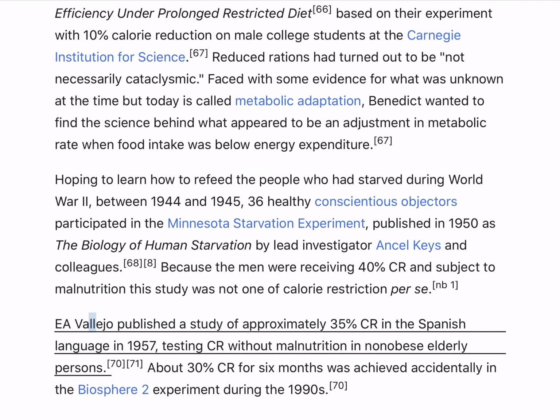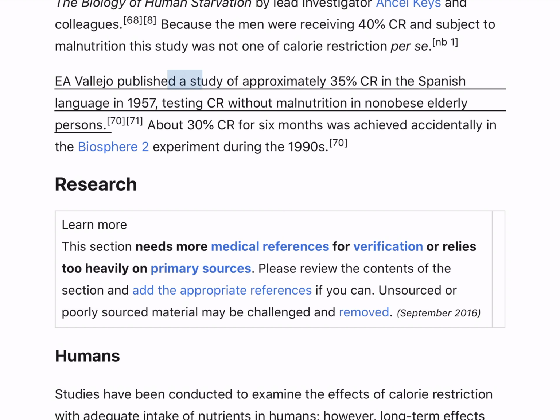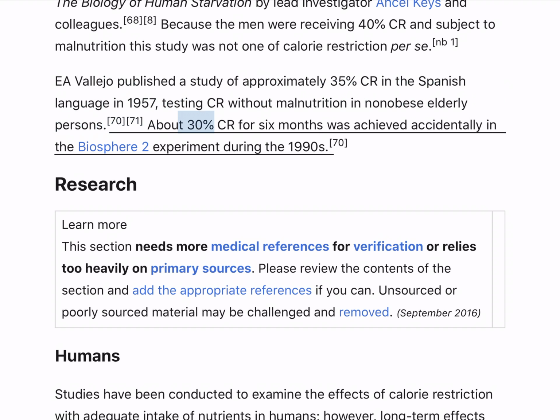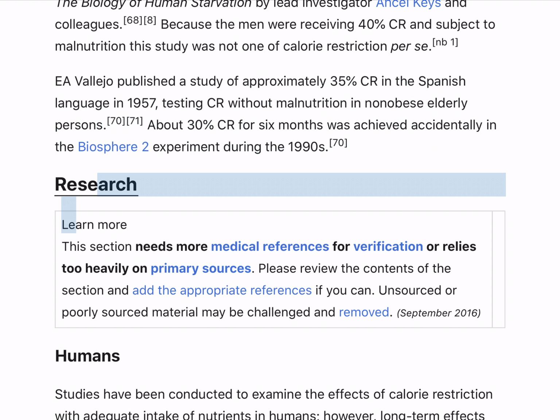Vallejo published a study of approximately 35% CR in the Spanish language in 1957, testing CR without malnutrition in non-obese elderly persons. About 30% CR for 6 months was achieved accidentally in the Biosphere 2 experiment during the 1990s.